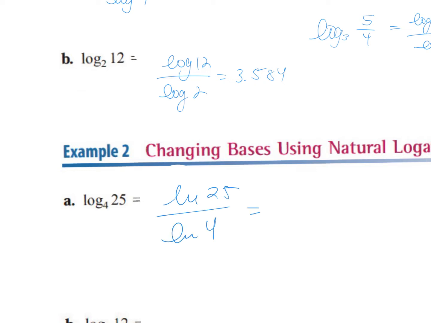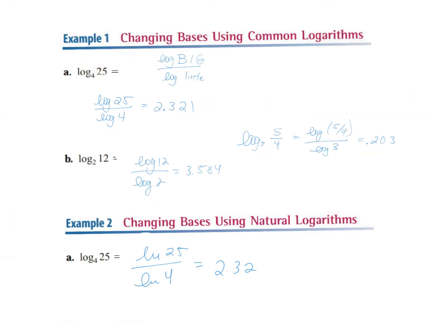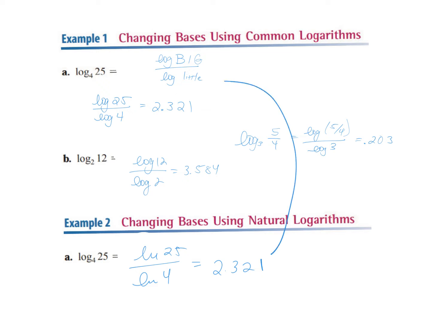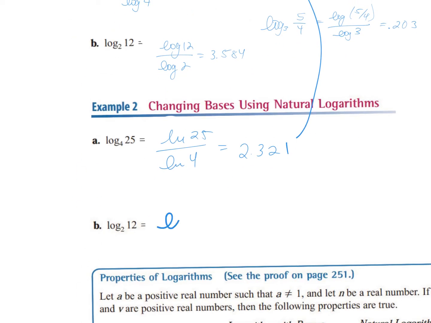Tell me what you get. 2.32. Is that what we got up here? Yeah. You got the same thing, right? Because they're the same thing, guys. This would be ln 12 over ln 2. What do you get? 3.584. Same thing. So when we get to solving in just a second, the biggest thing to remember is that, look at your buttons. Log and exponential are on the same button. Those are inverses. ln and e are on the same button. Those are inverses.